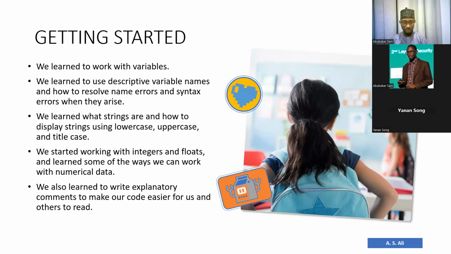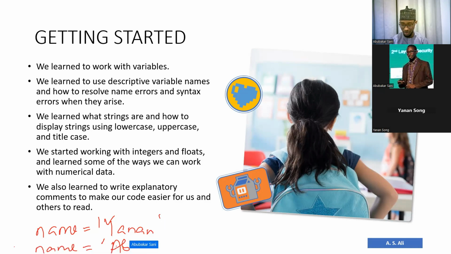We also talked about variables. What is a variable? It is a container or a magic box that holds values. For example, you can have a variable called name. Name could have different values. It could be Yanan, for example. It could hold maybe Abubakar. So something that changes is what we call a variable.